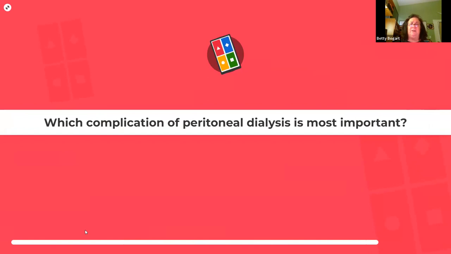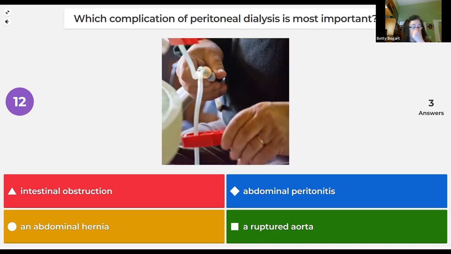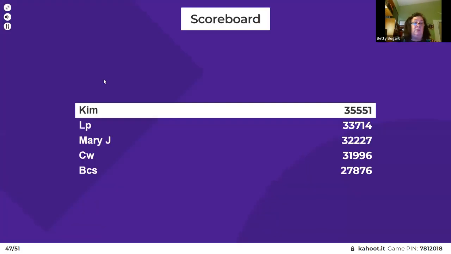What complication of peritoneal dialysis is most important? So you remember that children, when they're on dialysis, means their kidney's not working. So the only kidney they have is their peritoneum. So the thing we're watching out for the most is to prevent peritonitis, or there's nowhere that we can get rid of debris, because there are no kidneys. We're using the peritoneum. So we're worrying about peritonitis.